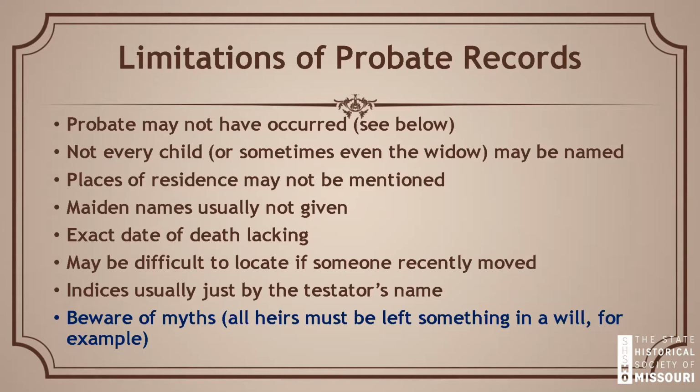There's some myth out there that all heirs had to be left something in a will, and that is not true. Usually if somebody was left, say, a token amount like $1, it was not to cover something. It was because they'd probably already been provided for by the deceased at some earlier time. This is particularly true of older children.